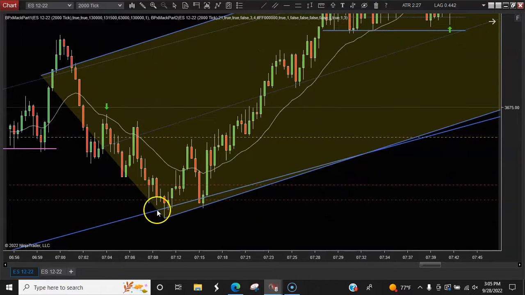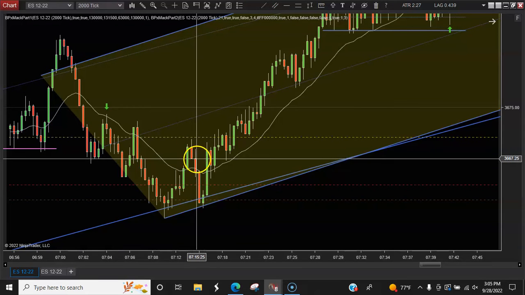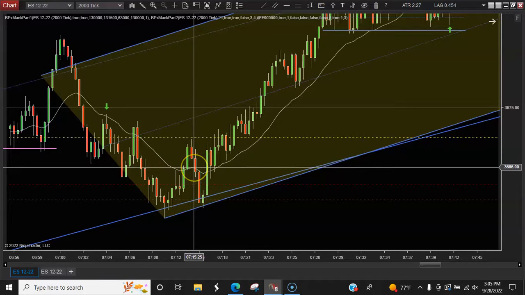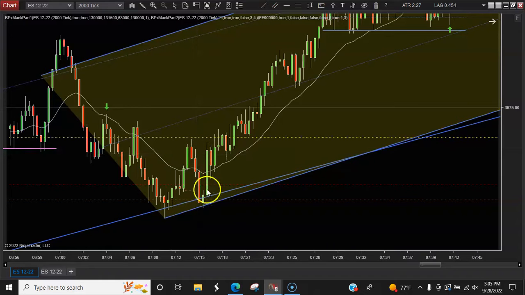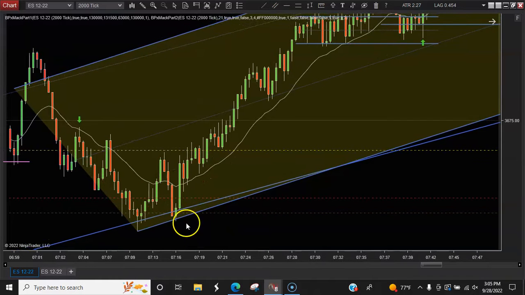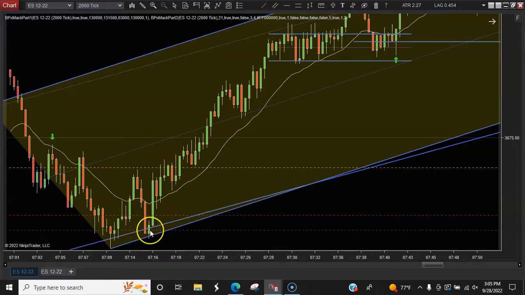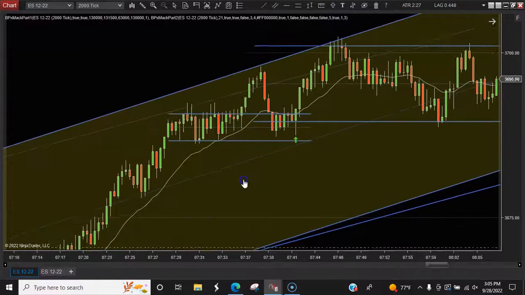Then we come down here and we form the channel down here. And you get this first entry, second entry. If there's room to the EMA, maybe you take that. 67. So there's 4 ticks. So I don't think you want to take that. And then it reverses. And you get this higher low. I don't think you want to take that. It's below the EMA. So, and you just don't get anything in here.